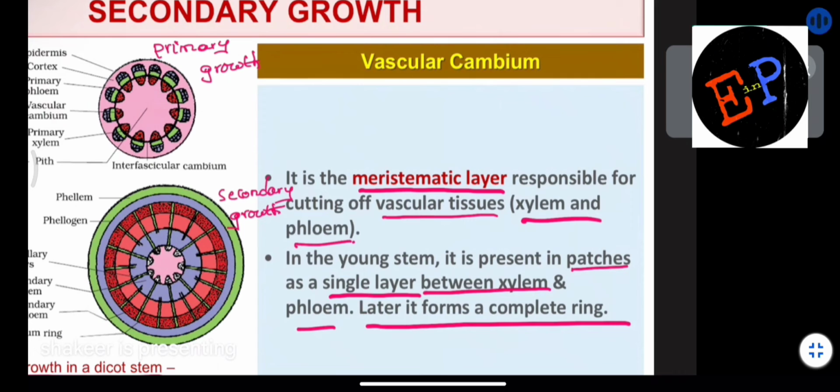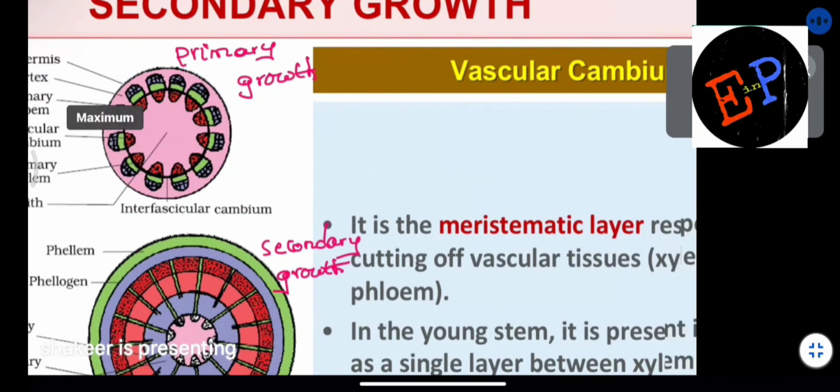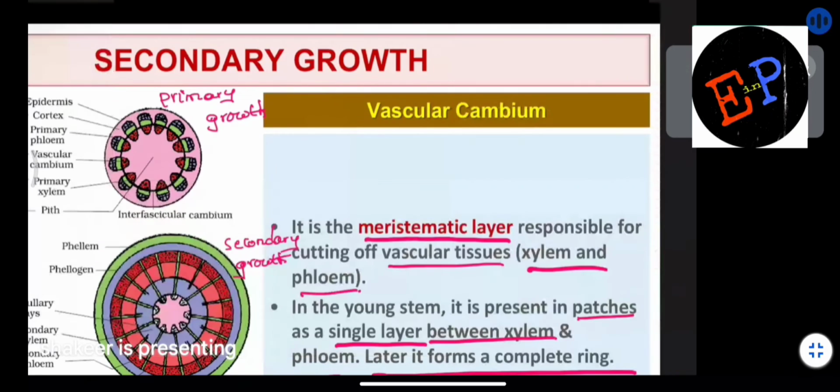What is the meaning of this schema? The primary growth you are seeing is nothing but the young stem.